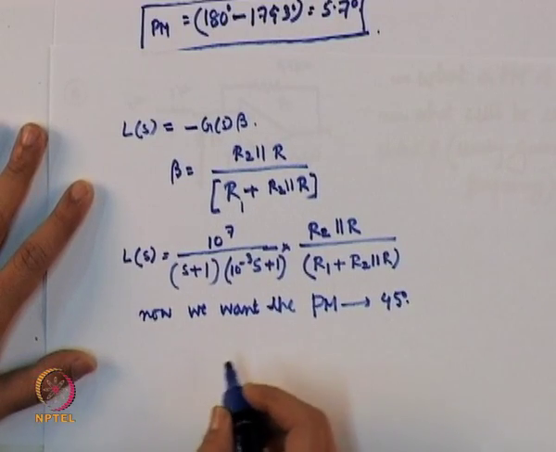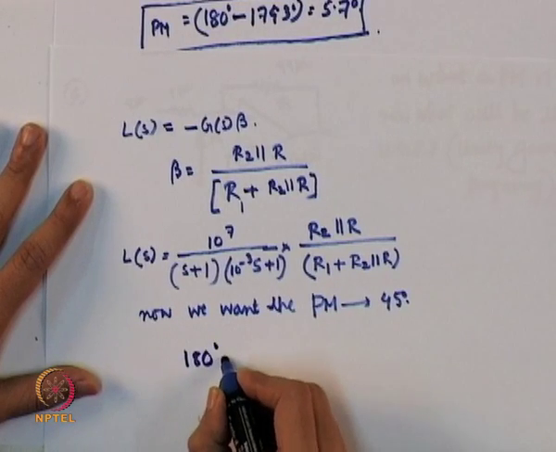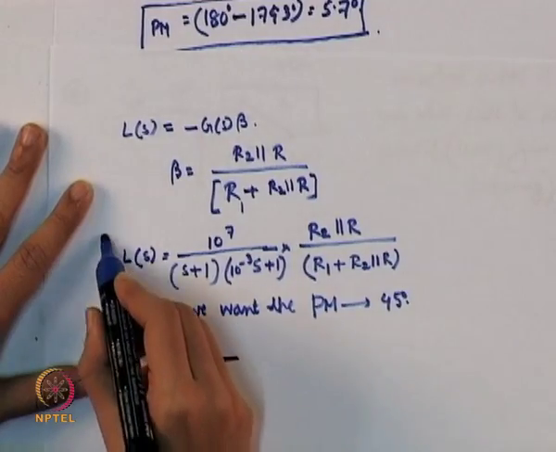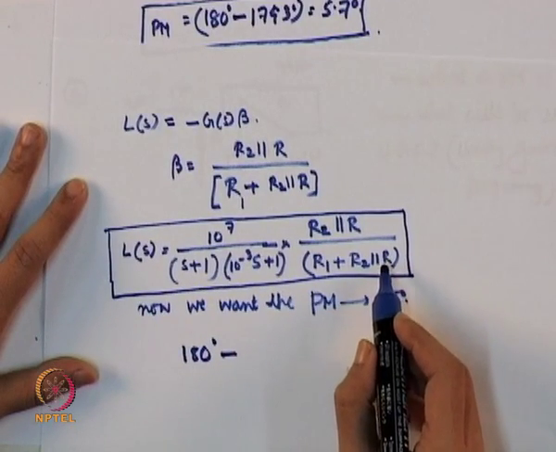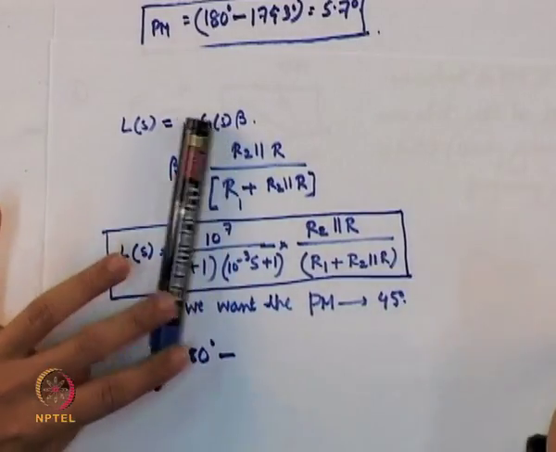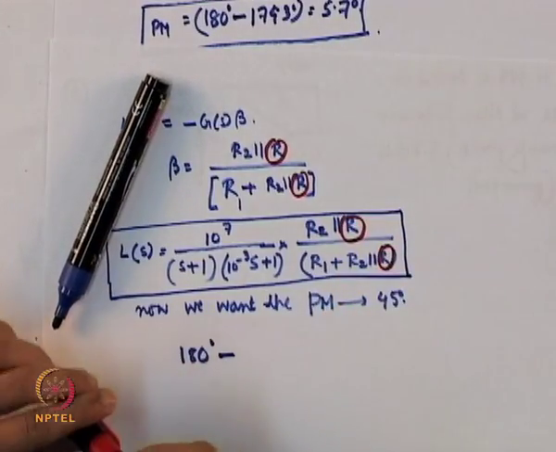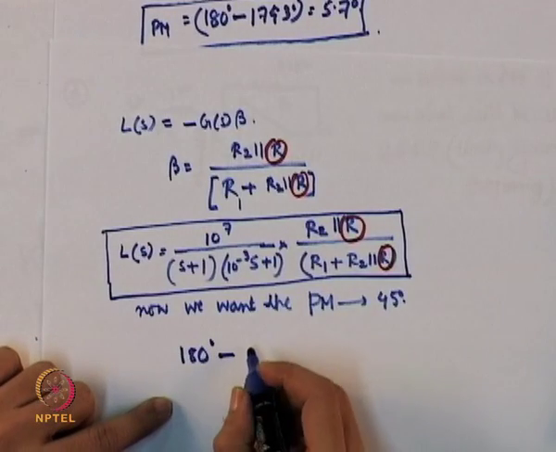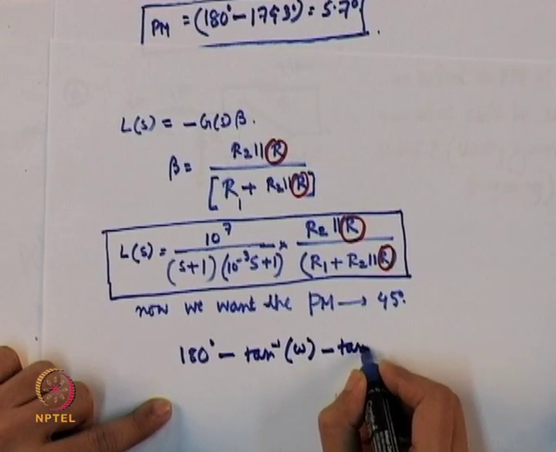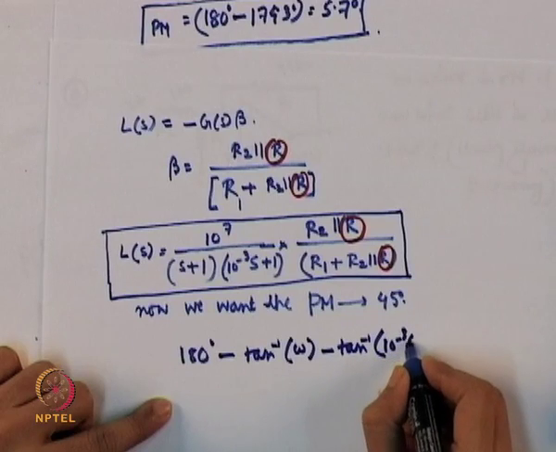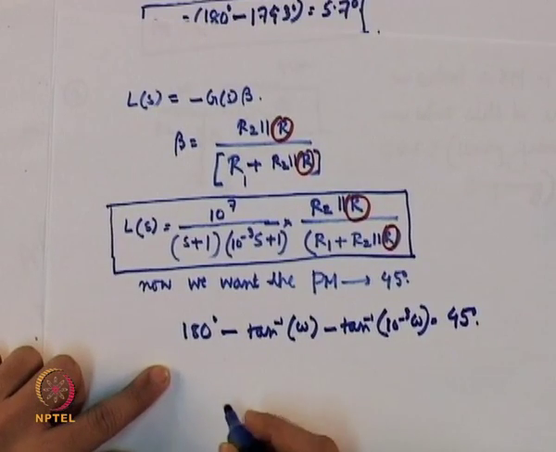So, whatever knowledge we have of the definition of phase margin, that is 180 degree minus this part. This is our new Ls, considering the connected resistance which is R, this is our new R. So, it has no impact on that phase part. So, it will be minus of tan inverse omega minus of tan inverse. So, this is required to be 45 degree, what has been asked in the problem.